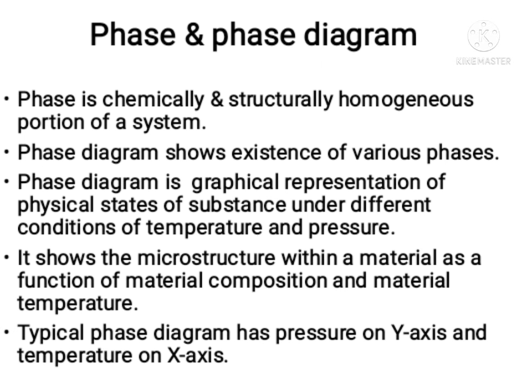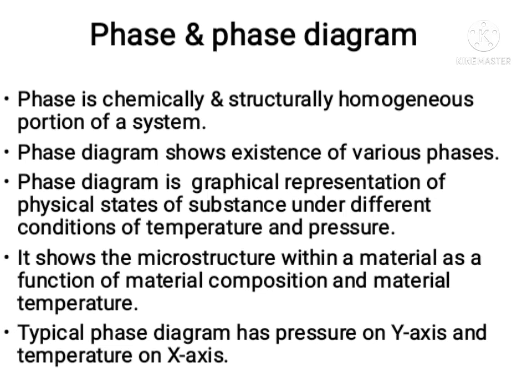Now, we will see what is phase and phase diagram. Phase is chemically and structurally homogeneous portion of a system. For example, in sugar syrup, both liquid solution and solid phases exist together in same region of diagram. At phase equilibrium, the phase characteristics of a system do not change with time under all conditions being the same.